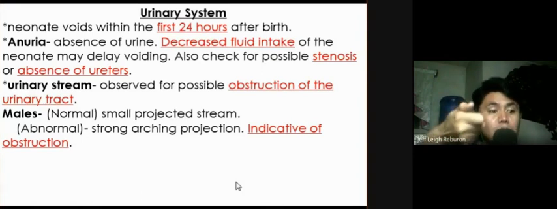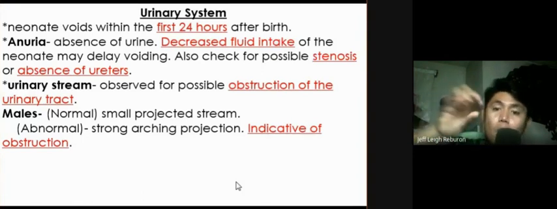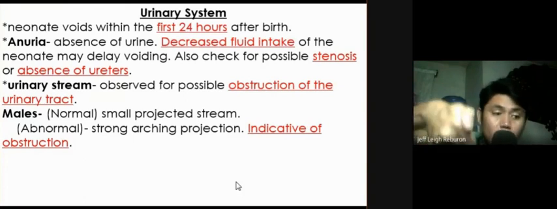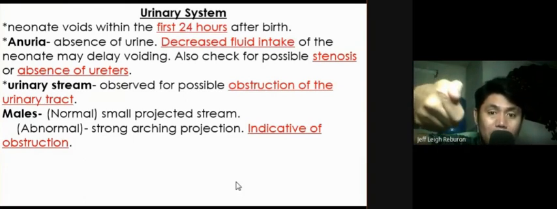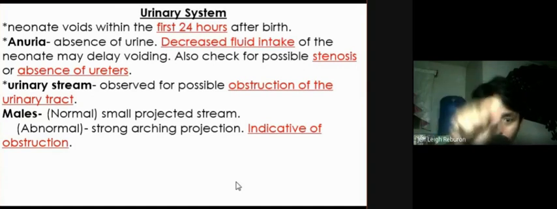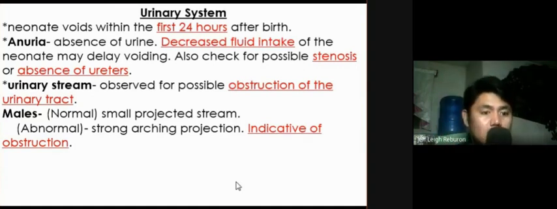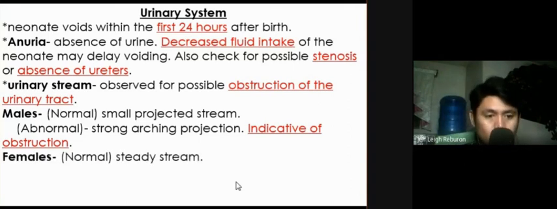Pansinin nyo yung hose ng tubig, pag open lang yon, yung kanyang stream, ganun lang, normal lang. Konti lang, small projected stream lang. Pero pag kinover mo yung half ng opening, ang mangyayari lumalakas yung pressure. Nagkakaroon ng strong arching projection. Parang ganun din sa urinary stream ng mga lalaki. Pag strong arching projection, that indicates obstruction of the urinary meatus.